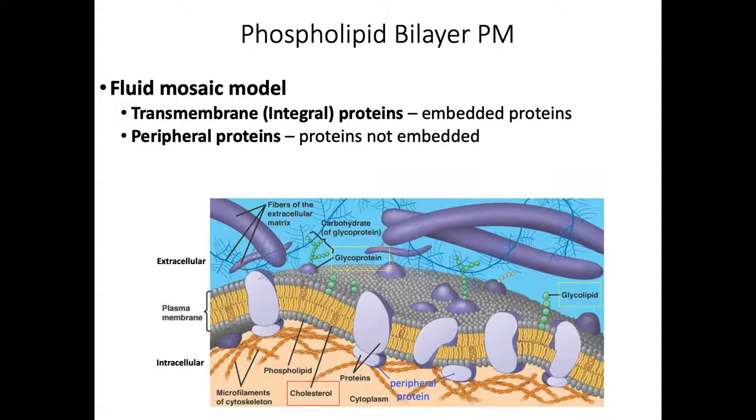So there's a model to describe all this patchwork of different molecules, and it is called the fluid mosaic model. So fluid is referring to the flexibility of the plasma membrane. Mosaic means that it's just different compositions of molecules, okay?